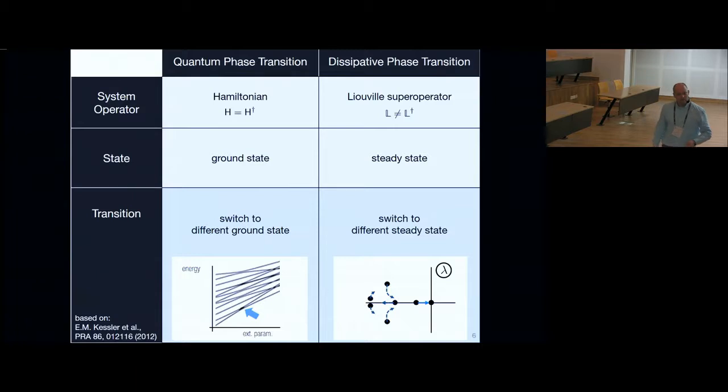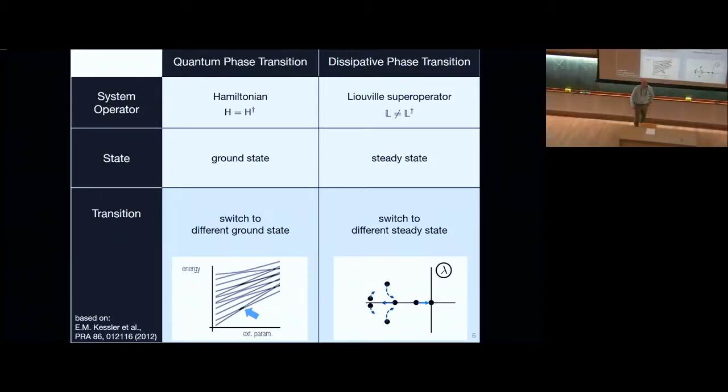And the phase transition happens when you tune some external parameter and your ground state at some point actually switches over to a different one, and that is where your zero temperature quantum phase transition happens. And for dissipative phase transitions, the object that you're investigating now is this super operator L, which happens to be not Hermitian, which makes things interesting.